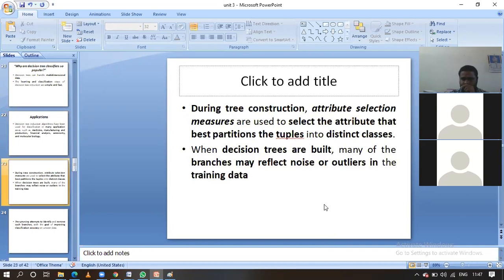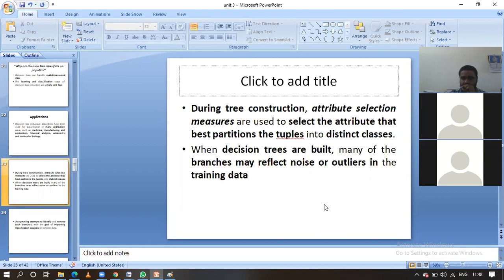Okay, guys, in decision tree construction, the attribute selection measure plays a very important role. With the help of this attribute selection, we are going to partition the tuples in the best way, into distinct classes. This is the process, guys. We are going to see it in the next coming slides. In the next coming topics, we are going to talk about these attribute selection measures. With the help of this attribute selection measure, we partition the overall data into distinct classes, guys.